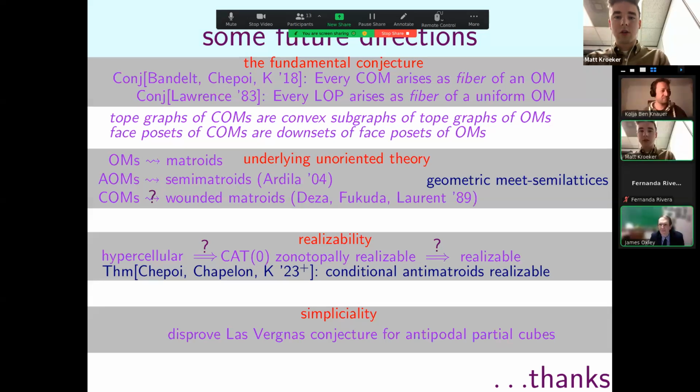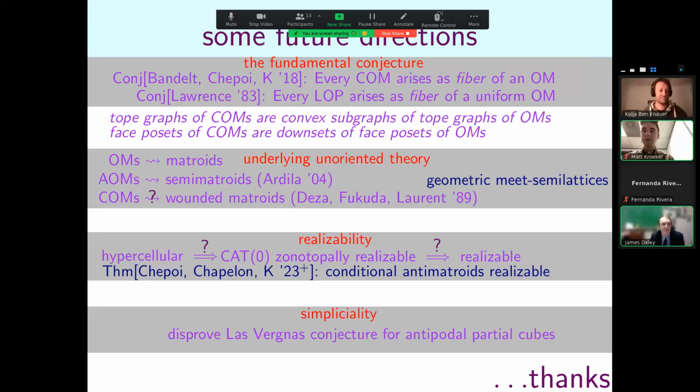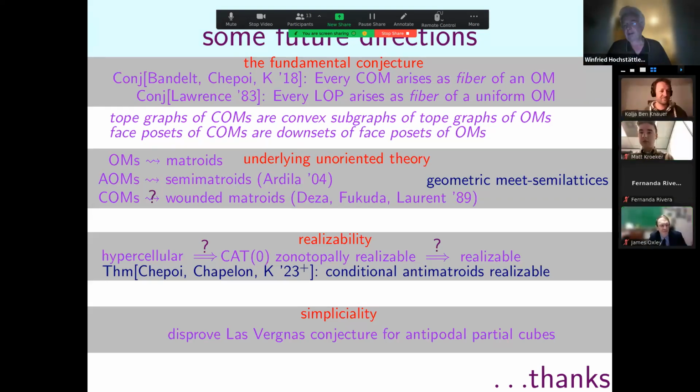Winfried, I see you have your hand up on your Zoom. Do you have a question? Sure, thank you. First of all, thanks, Kolja. I'm looking forward to meeting you on Monday. And the thing with the bouquet of matroids is very interesting to me, because I innocently, as a student, examined the zero sets of the COMs.